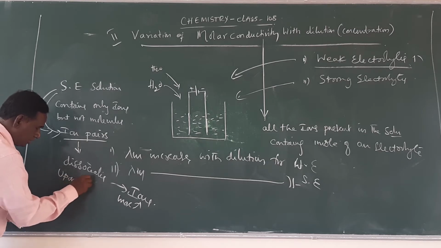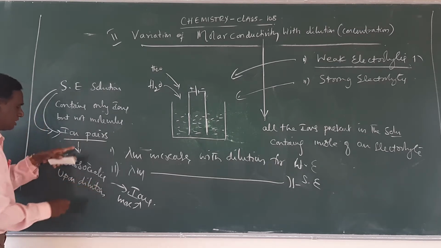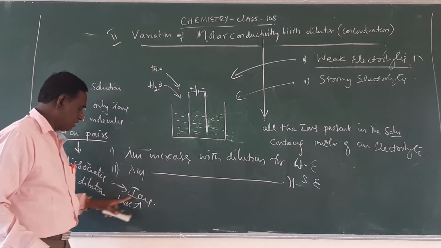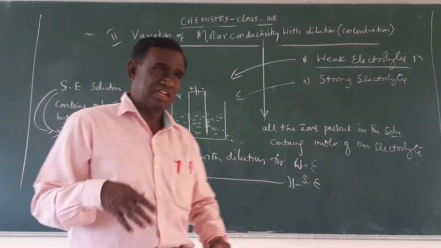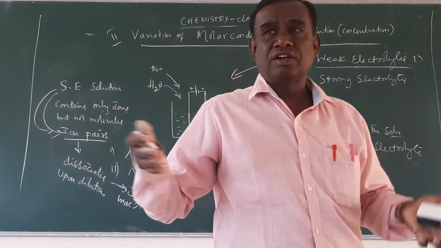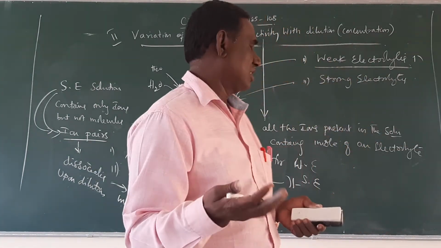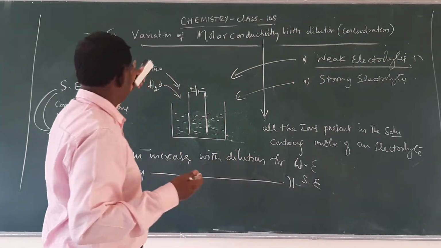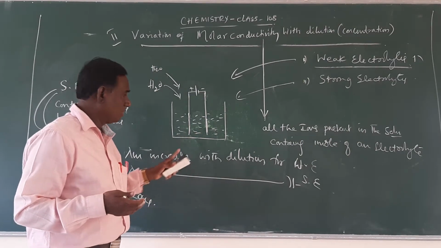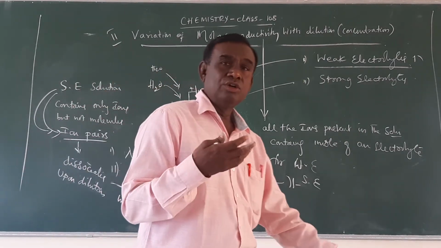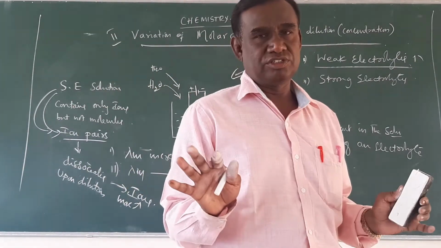Upon dilution they dissociate, giving more ions. So the number of ions increases and the mobility also increases during dilution. Therefore, the conductivity also increases. That is, lambda increases even for strong electrolytes upon dilution.